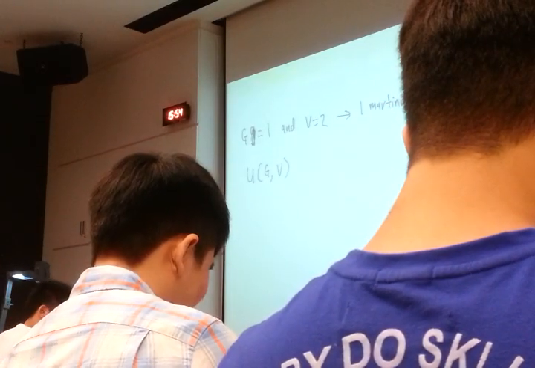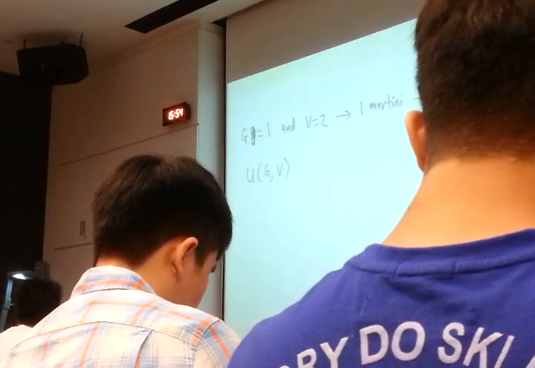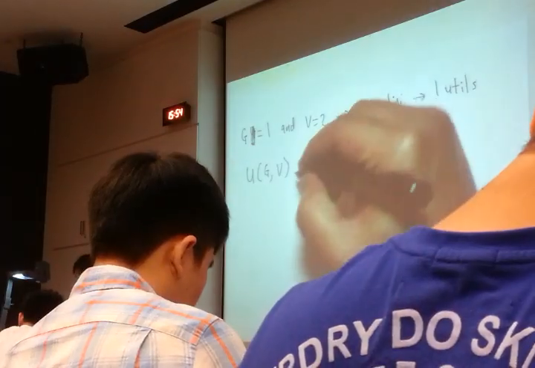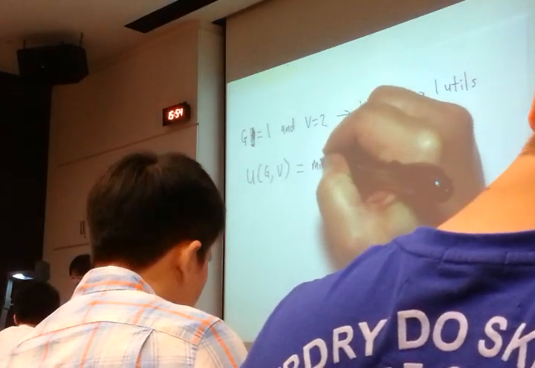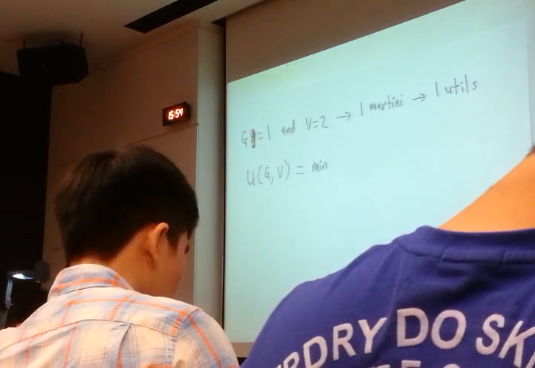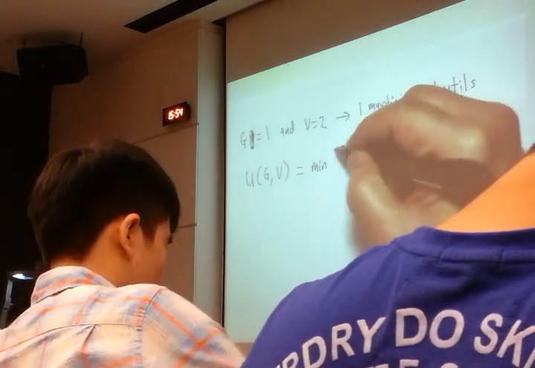How do you interpret this? We have already deduced that it's a perfect complement. That means the utility must be based on what? The minimum of the two utilities. Alright? So first, we have already established this.